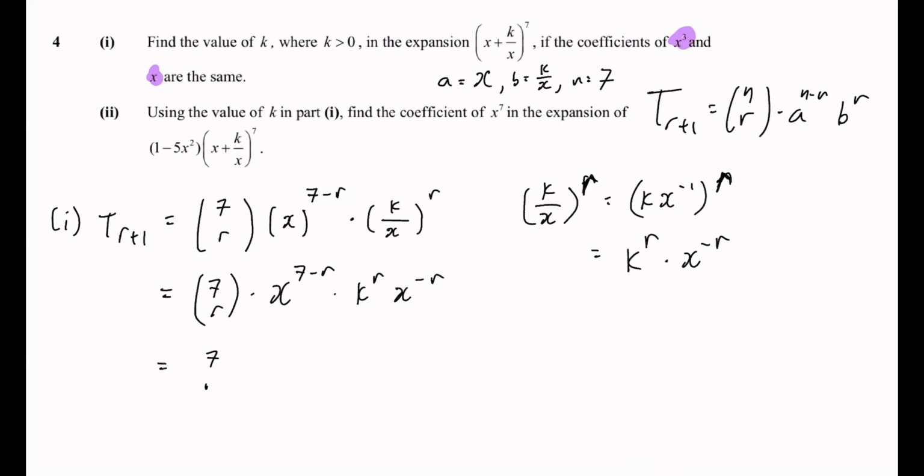Then you can clean up a little bit. The coefficients is 7 choose r and k to the power r. And you multiply by x to the power 7 minus r, and you add on a -r. So that's the power. You can simplify this a bit more into 7 minus 2r. Then here you can finally equate 7 minus 2r equals to power 3, because they want x cubed. Then you can solve for r. I think it will be 2r equals to 7 minus 3, which is 4, and r is equal to 2.